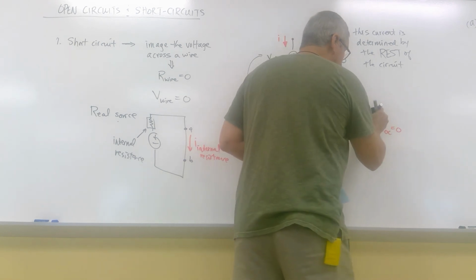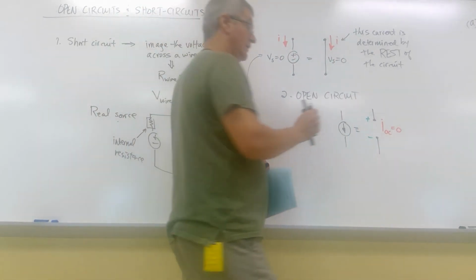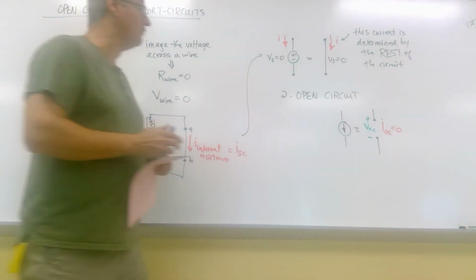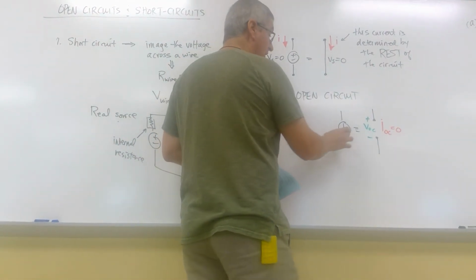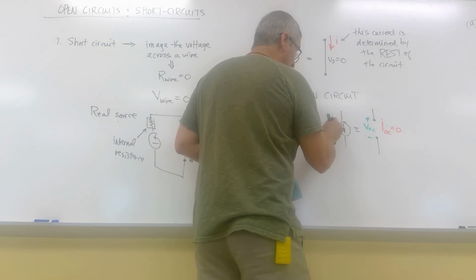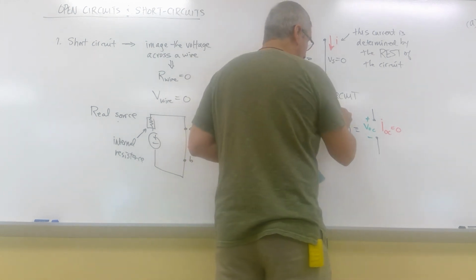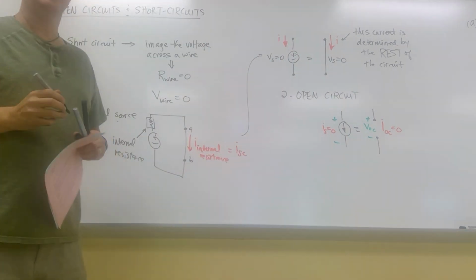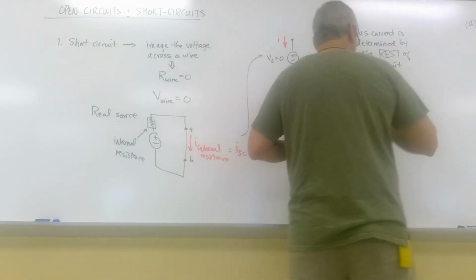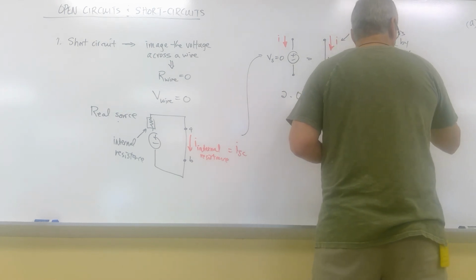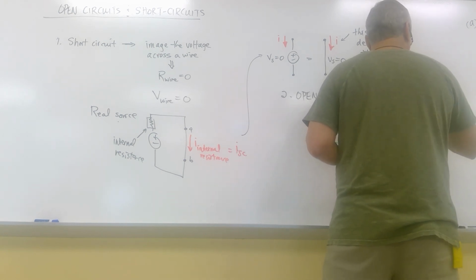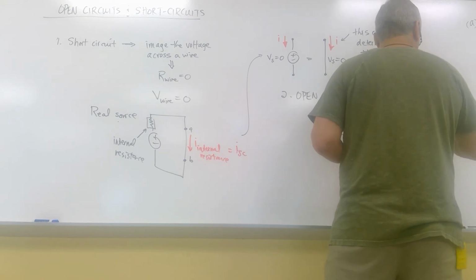However, there's still a voltage drop across this. So if I open up a circuit where I have a current source like this, I can model this current source as having a source value of 0, but now this voltage could be anything. And what determines that open circuit voltage? It's the rest of the circuit. So in this case, we say that the voltage of the open circuit is determined by the rest of the circuit.